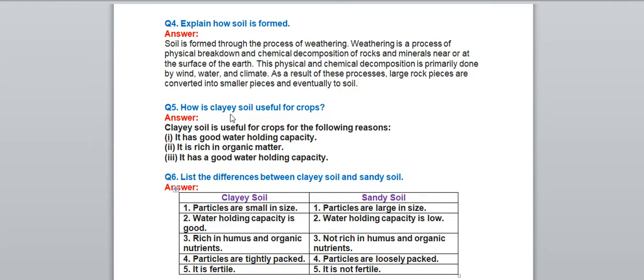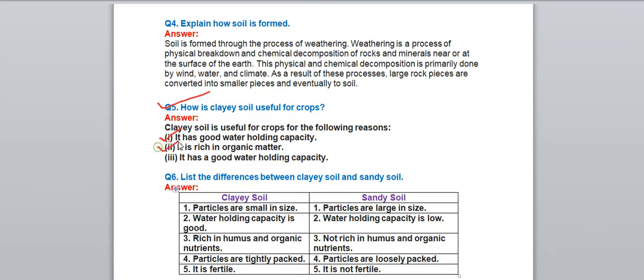Next question. How is clay soil useful for crops? So how clay soil is useful for crop? Why it is good for crops? So we'll write 3 points for that. Clay soil is useful for crops for the following reason. First point, what you can write, it has good water holding capacity. You know that clay soil has a very good water holding capacity. This point you will write.